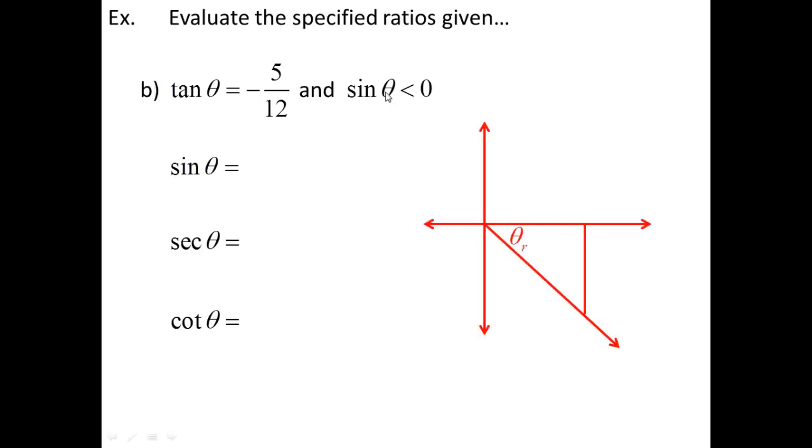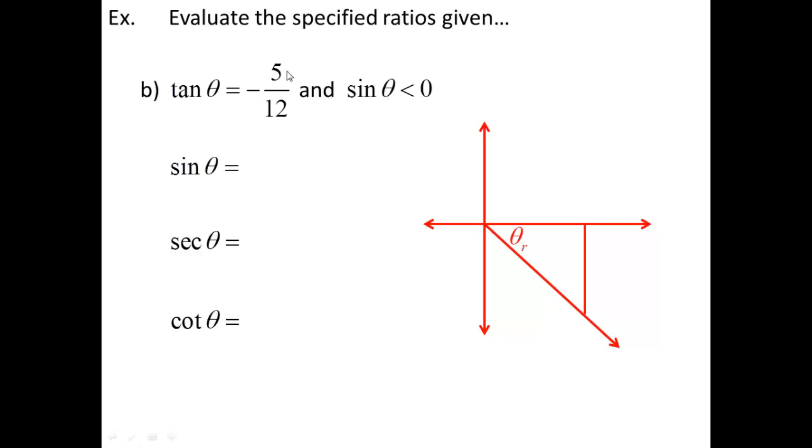So here's another one. Why don't you try this one on your own? Hit play when you're ready. So we've got tangent is negative 5/12. Sine is also negative. So I have a situation where both tangent is negative and sine is negative. So first thing I need to do is figure out in which quadrant both of these statements are true. Tangent is negative in quadrants 2 and 4. Sine is negative in quadrants 3 and 4. So we've got agreement that we're in quadrant 4.